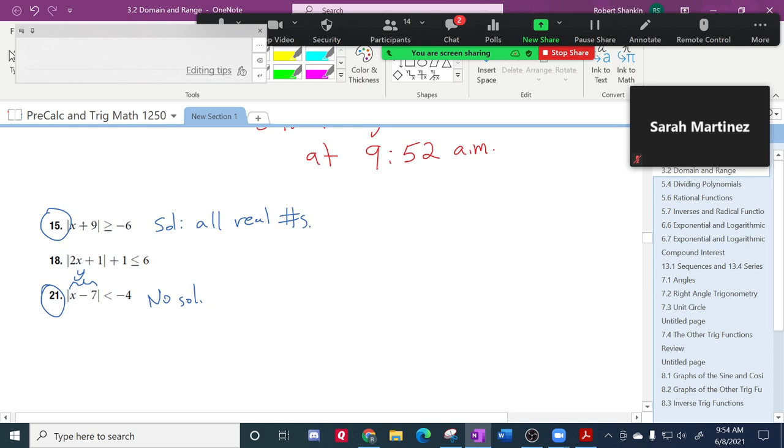Every single number is going to produce a positive number, and every positive number is greater than or equal to negative 6. Now there's a shortcut notation. Sometimes we write the solution this way, with a script R for all, shortcut for all real numbers.